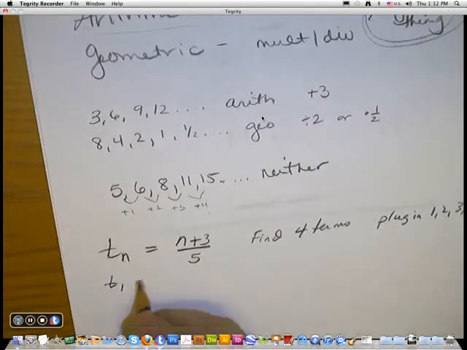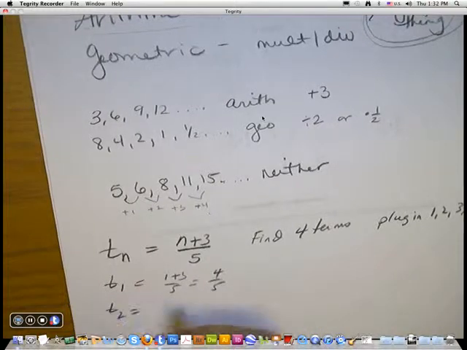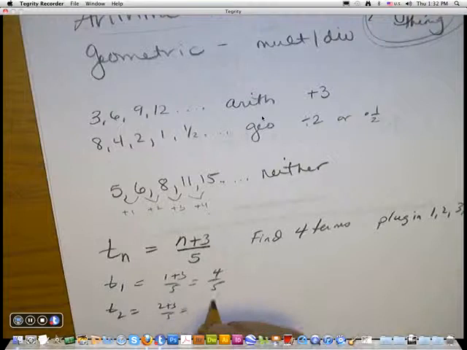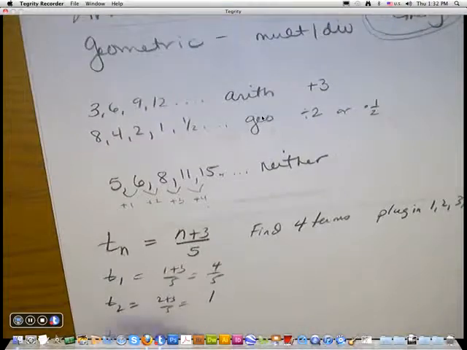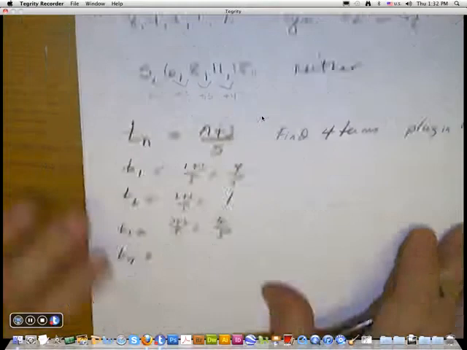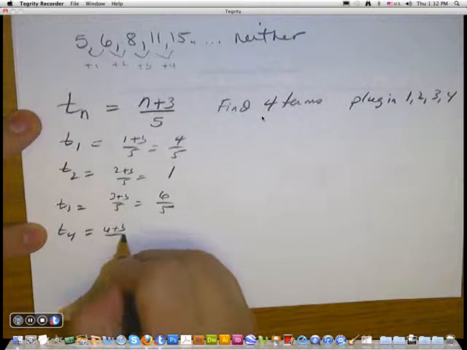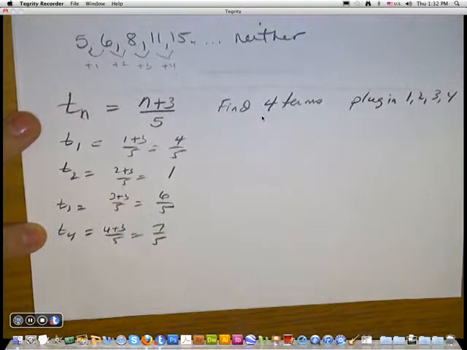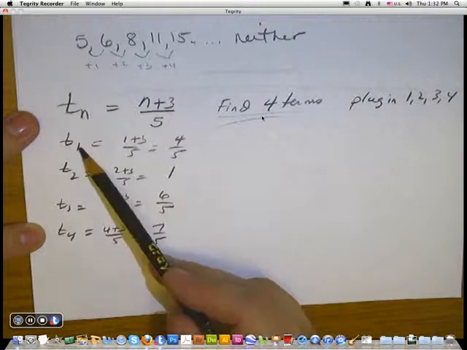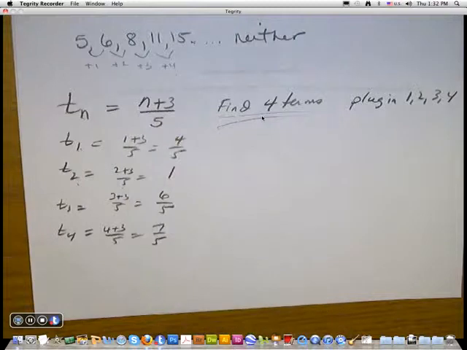The first term is 1 plus 3 over 5, which is 4/5. The second term is 2 plus 3 over 5, which is 5/5, which is 1. The third term is 3 plus 3 over 5, which is 6/5. And the fourth term is 4 plus 3 over 5, or 7/5. And that's how you find the 4 terms: if you want the first term, you plug in 1. You want the second term, you plug in 2. And that's going to be a common thing that happens.